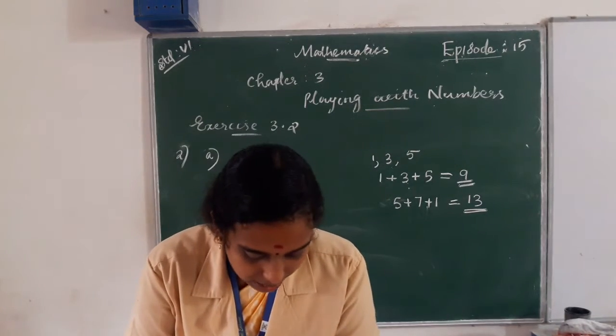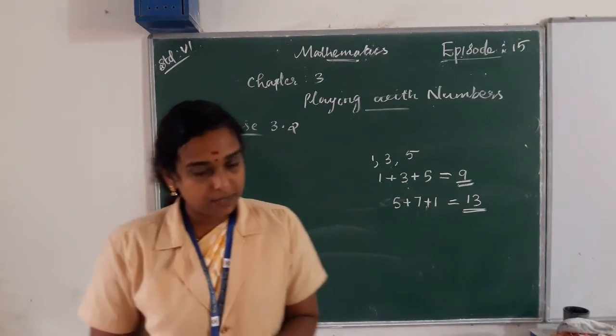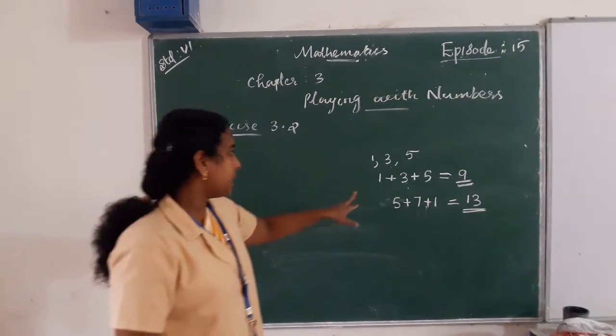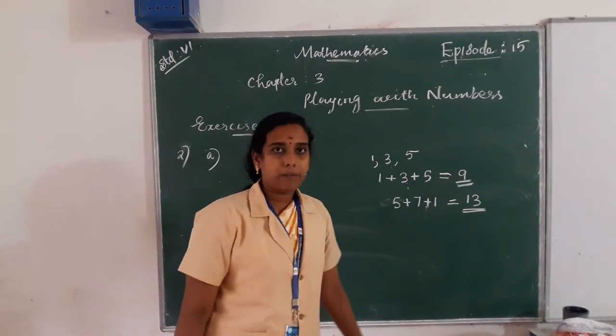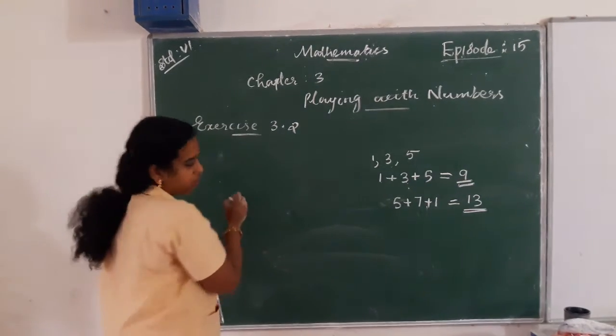The statement says that the sum of three odd numbers is even. So it is false, because the sum of any three odd numbers is an odd number. So the first statement is false.